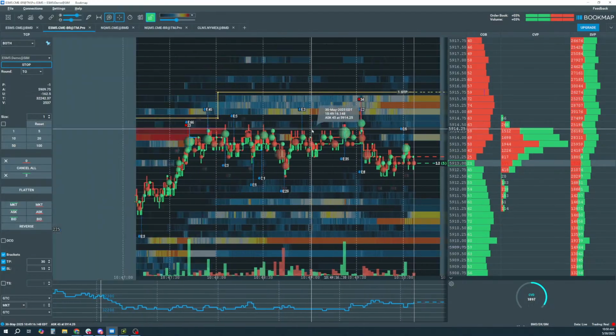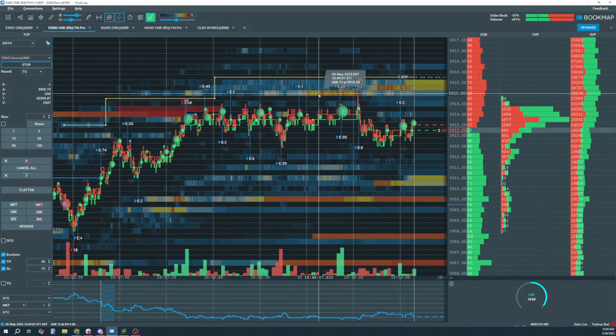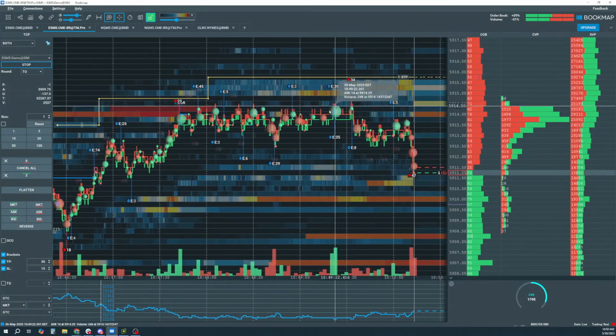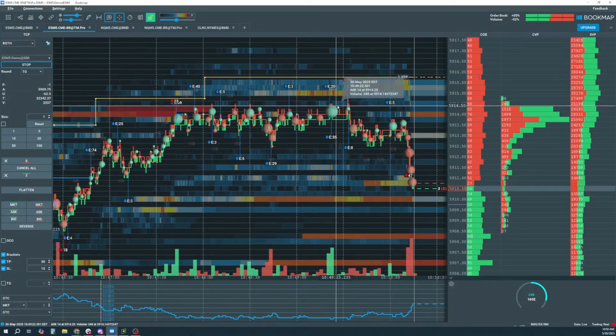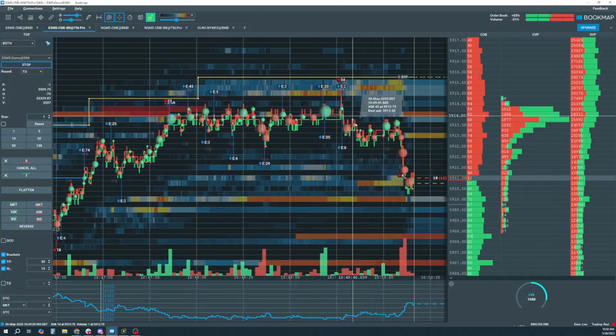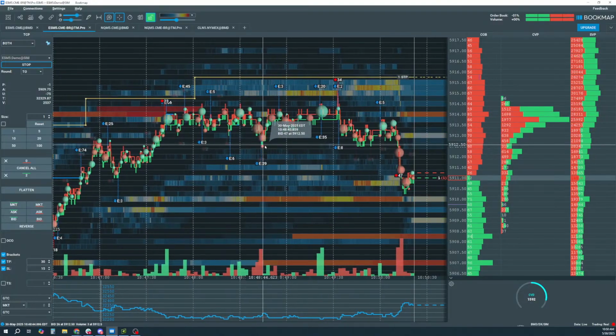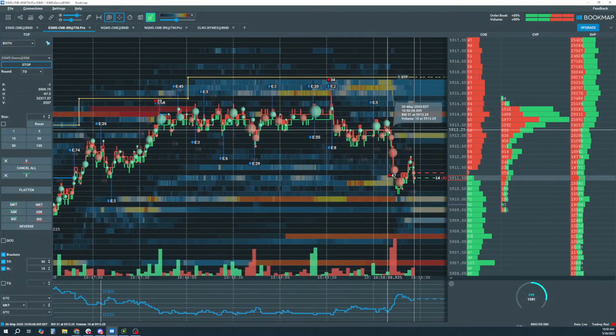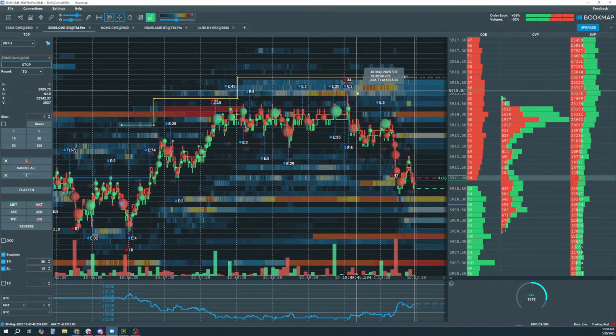Now this is a more micro structural area here, but you can see the buyers came in and we didn't get the follow through. We did get the sellers down here, and now we got follow through to the downside.